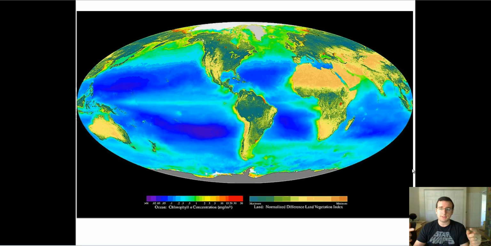By the way, that's only going to be like that during the summer months. During the winter months, it's going to be the other way around, and you're going to see more green on the bottom of the world than on the top. All right, in terms of productivity, the rest of the oceans are not that productive.